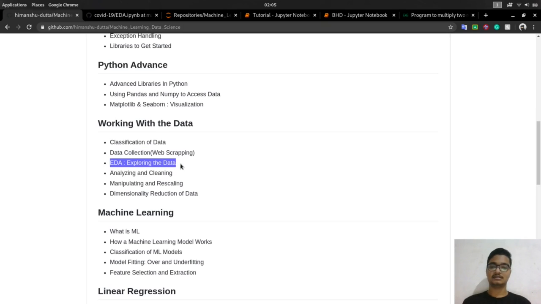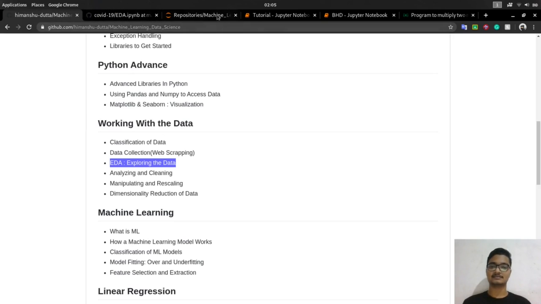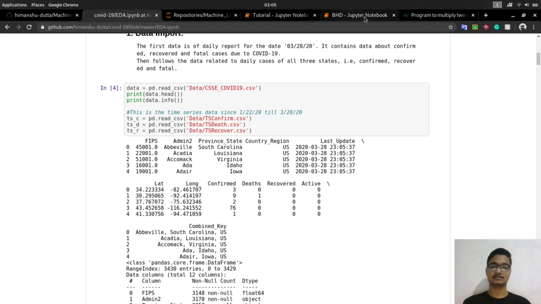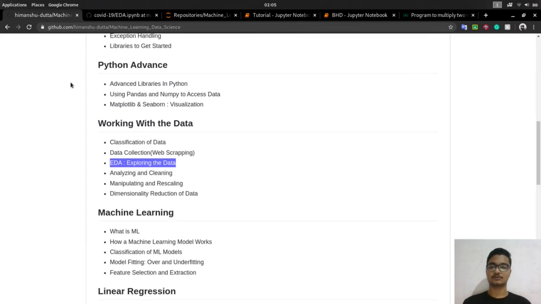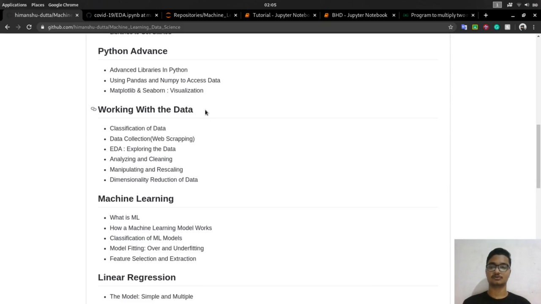Other than that, EDA, which this project was about, EDA is a technique to analyze everything in one scope. So EDA provides all the data that was discovered here and is discovered here. It's exploratory data analysis. Other than that, how we analyze and clean the data, how we manipulate and rescale, what dimensionality reduction is, and all these things we'll be seeing in the next module.